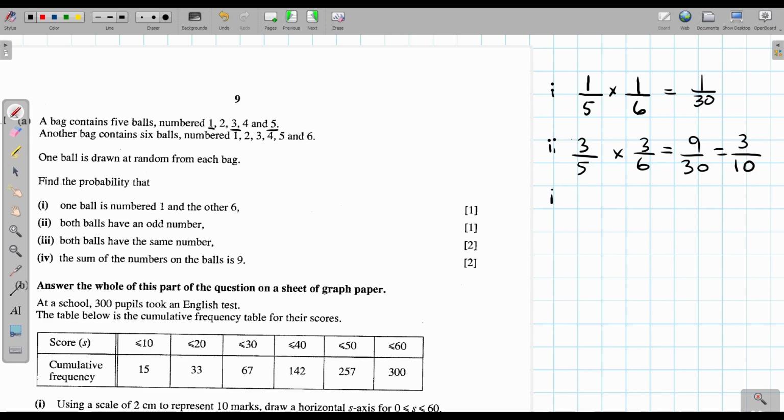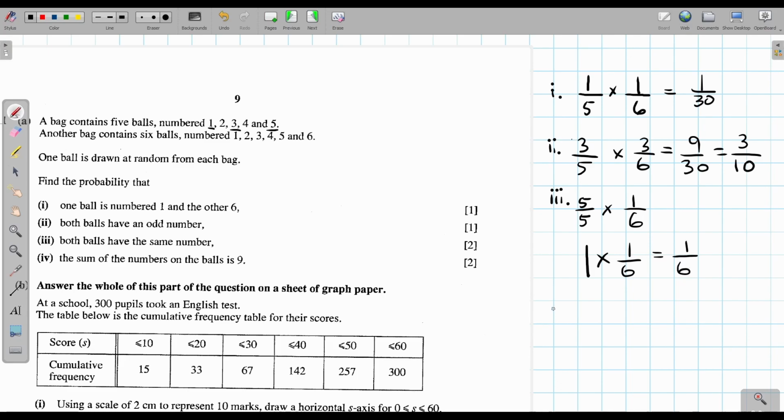All right, third part is both balls have the same number. So for this one, it doesn't matter what you draw from the first part, right? Since the first part can be 5 over 5, it's what you draw from the second one which matters. So whatever you drew here, there's only a 1 out of 6 chance of drawing the same one. So this is just going to be 1 multiplied by 1 over 6, which is just 1 over 6.